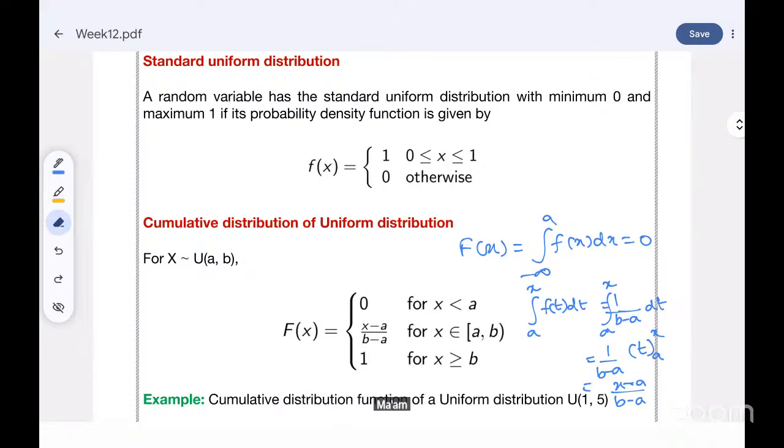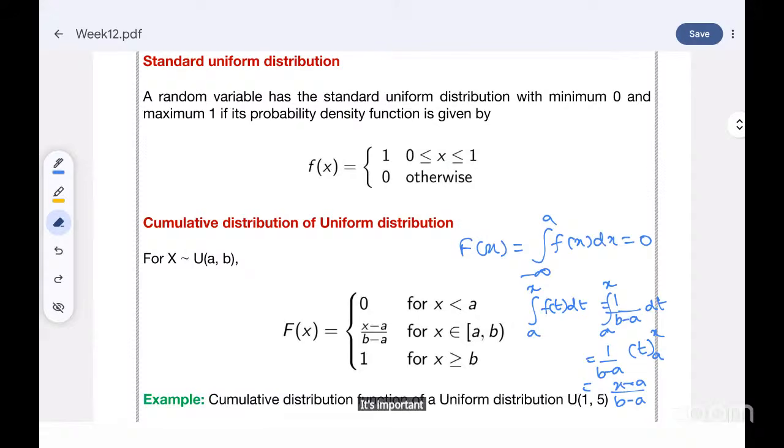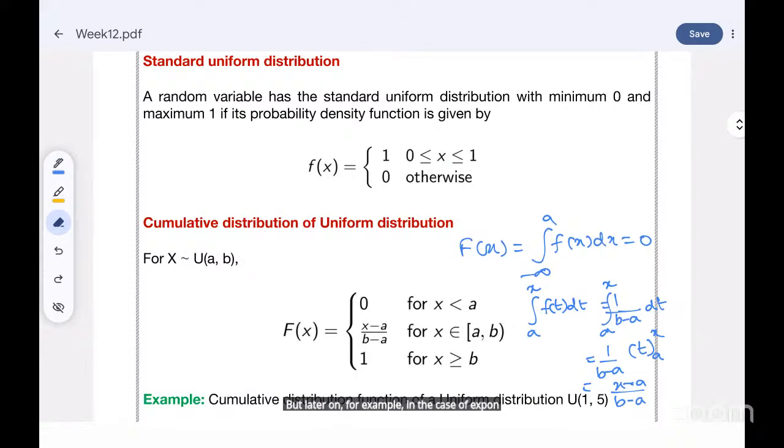Ma'am, is knowing the process of how we got to (x minus a) by (b minus a) important? Important in the sense that if you forgot it, you should know where it comes from. But it's not necessarily important to know the derivation. For example, in this uniform distribution case, the integration is very easy, but later, in the case of exponential distribution, the integration part is going to be difficult. So the important part is not how you do the integration. The important part is that you remember the formula for the cumulative distribution function and this final formula.